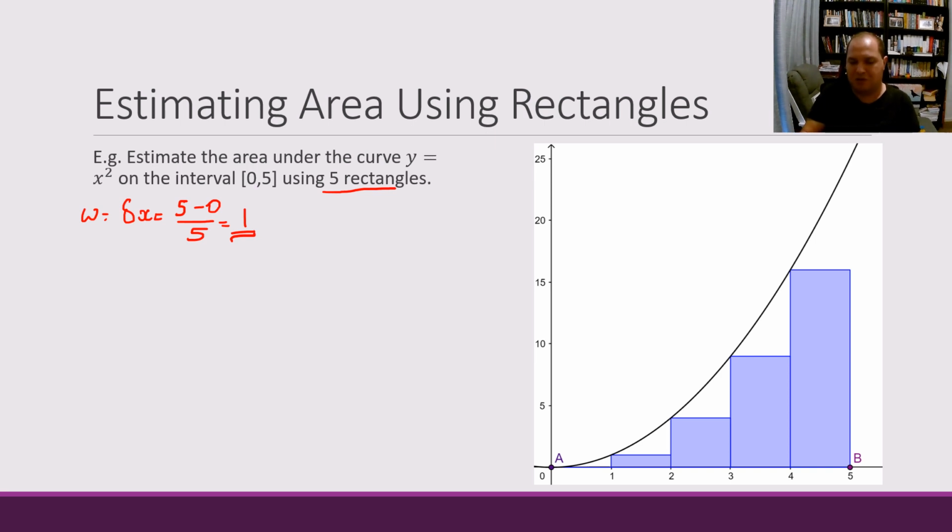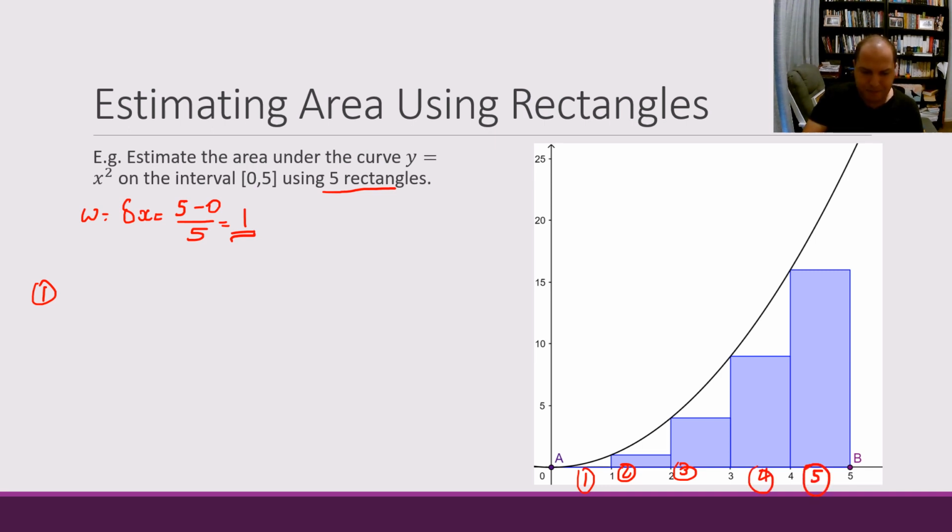We could just look at that and see it, but we could use something like this to help us work out how wide our rectangle should be. Now, the next part we have to do is work out the height of each rectangle. So let's go with rectangle 1. We'll just number these. We'll go 1, 2, 3, 4, and 5.